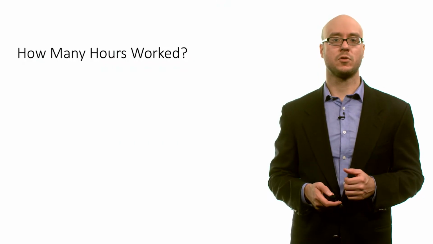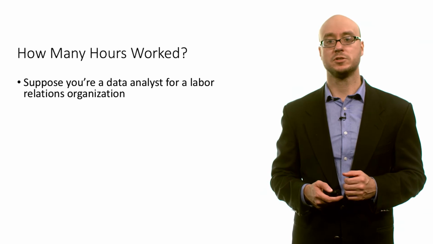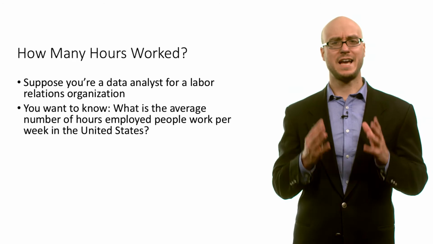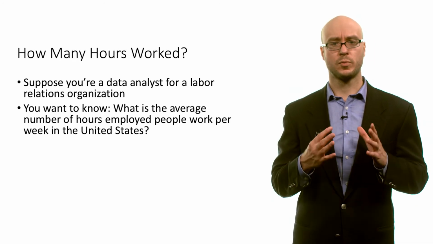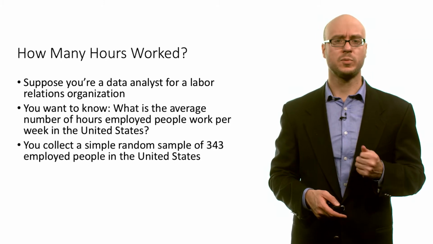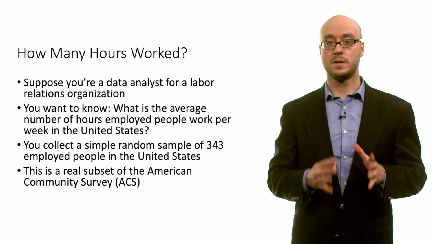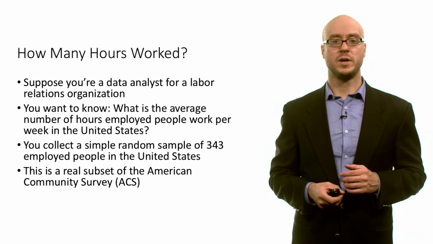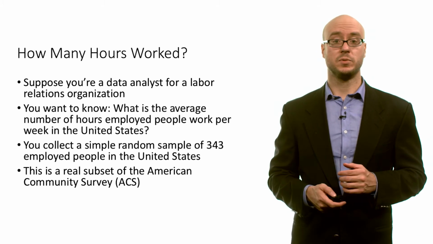But if we have a small sample, especially if we don't know the population standard deviation, we're going to run into problems with our inferences. So let's look at an example using the standard normal distribution as a model for the sampling distribution. Suppose you're a data analyst for a labor relations organization and you want to know what is the average number of hours employed people work per week in the United States. So you collect a simple random sample of 343 employed people in the United States. Now this is a real subset of the American Community Survey, sometimes called ACS, which is conducted by the US government, and it's a random sample of the American population.